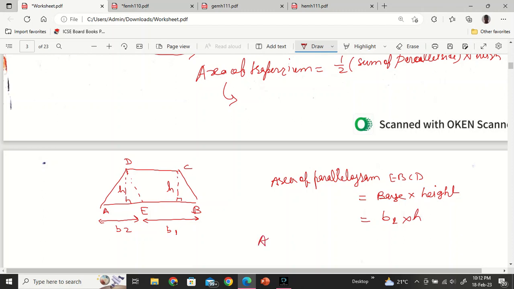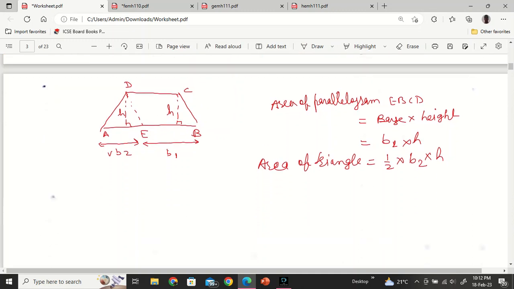And what is the area of a triangle? Do you remember? There is no need to remember, you just have to put coefficient 1 by 2 and base into height. So it is 1 by 2 into, what is base? Base is B2 in case of the triangle, you can see this is B2, and this height is the same, so yes, it is 1 by 2 into base into height.